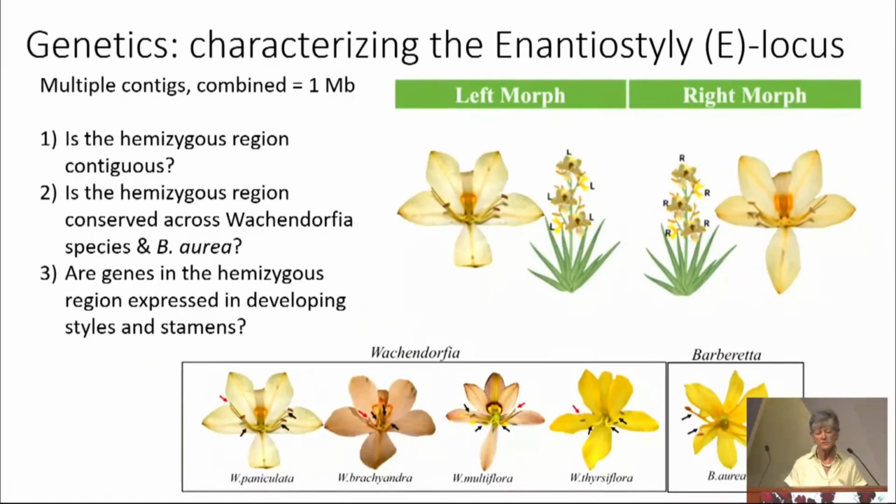So let's look at characterizing this, what we call the E locus. We set ourselves a number of questions. First of all, is it contiguous? Because this was short read sequencing, so we had multiple contigs. Is this region conserved across the 4 Wachendorfia species and Barberetta aurea, which is a sister genus? And are genes in the hemizygous region expressed in developing styles and stamens?